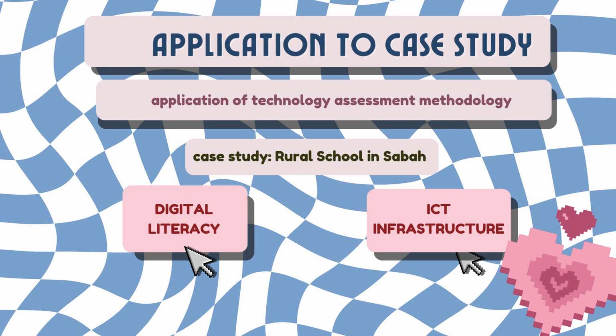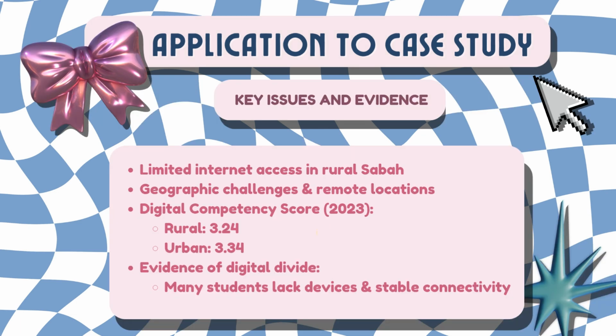Through this case study, we aim to understand the level of digital readiness and identify whether further technological intervention is required. One of the key issues identified is limited internet access in rural areas of Sabah, which is largely influenced by challenging geography and remote location. This condition makes it difficult to deploy stable and consistent digital infrastructure.